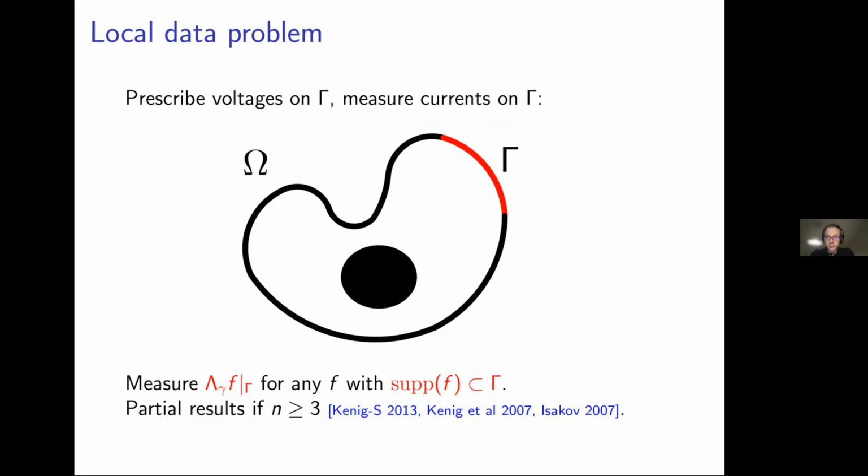And so the uniqueness is known for an arbitrary open set Γ of the boundary in 2 dimensions. This is due to Imanuvilov, Uhlmann, and Yamamoto. In 3 and higher dimensions, there are only partial results by Kenig and myself, building on earlier work by Kenig, Sjöstrand, Uhlmann, and Isakov.